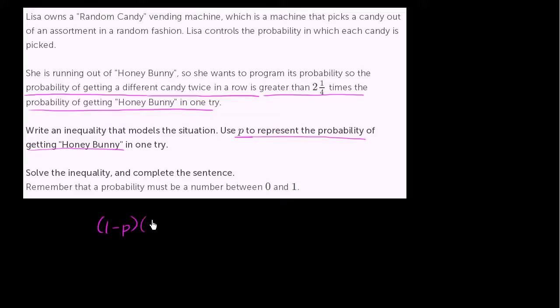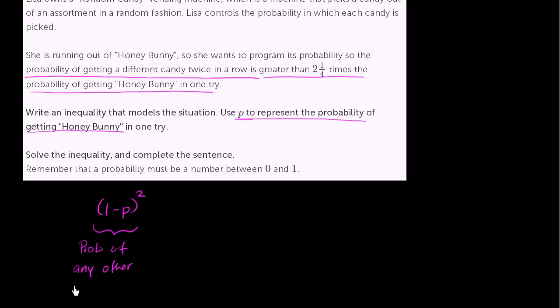It's going to be 1 minus P times 1 minus P, or we could just write that as 1 minus P squared. So this right over here is the probability of getting a different candy, any other candy, twice in a row. So probability of any other non-Honey Bunny candy twice in a row.